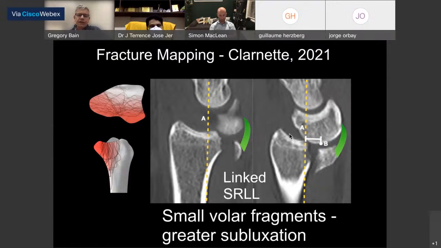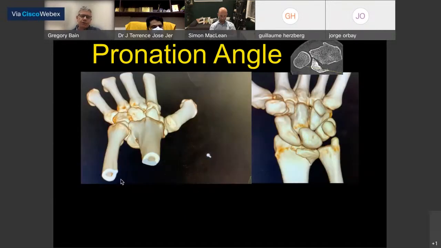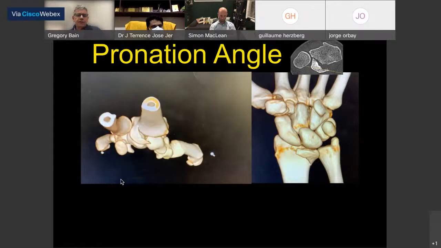And interestingly, it is the smaller fractures that are much more dangerous. We can see here there's much greater instability with this smaller fragment. Another interesting observation is that these smaller fragments will tend to rotate around. They actually pronate around the TFC structure and provide that type of instability.